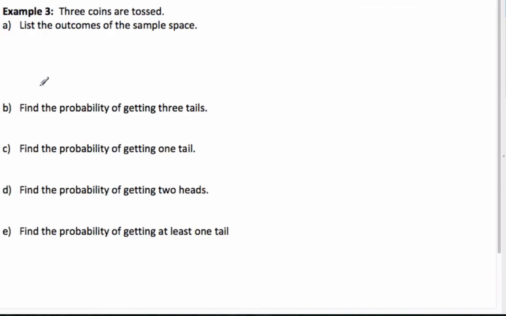All right, last example. We have 3 coins that are tossed. List the outcomes of the sample space. Well, if I have my first coin, and my second coin, and my third coin, I could have a head or a tail, or a head or a tail. Okay, and so if I want to list the possibilities, in order to list them, I think the easiest way for me is going to be to make a tree diagram. So I'm going to go to the next page and do that.